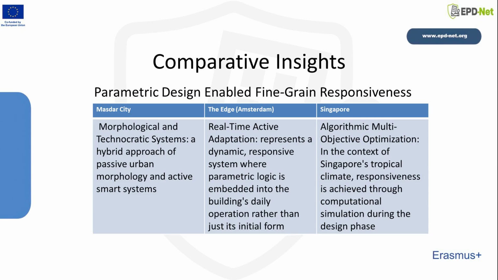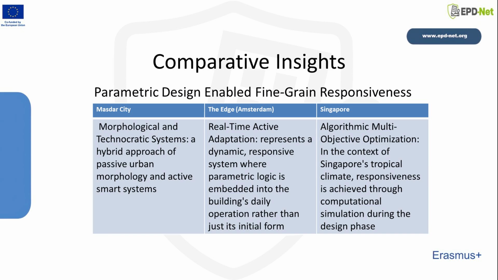This fine-grained responsiveness focuses on the immediate comfort of the individual user and operational energy efficiency. Singapore housing: algorithmic multi-objective optimization. In the context of Singapore's tropical climate, responsiveness is achieved through computational simulation during the design phase. Researchers utilize multi-objective optimization tools, coupling JE++ EA with Energy+, to balance conflicting environmental variables.